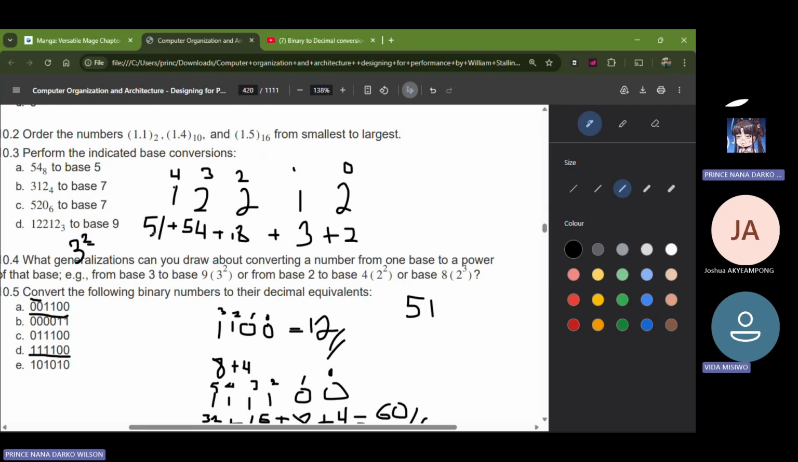Yes, I'm getting it. So it's faster to use the grouping when you see the shared relationship. It happens in places like base 2 to base 4, because they also share a relationship, 2 to the power 2, and base 3 to base 9. They also share such a relationship. A minute. Yes.